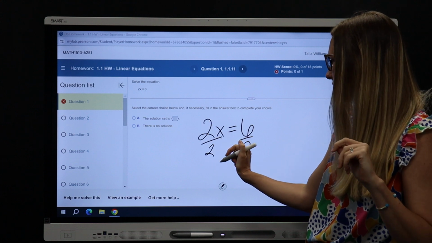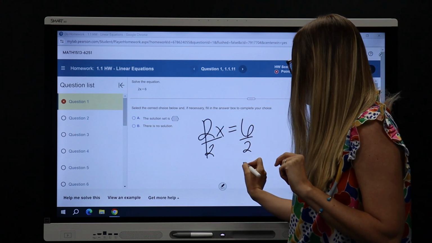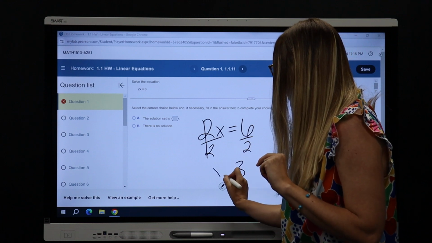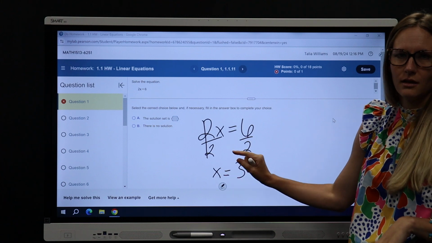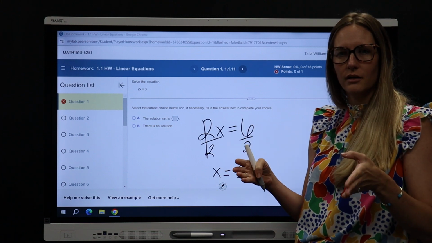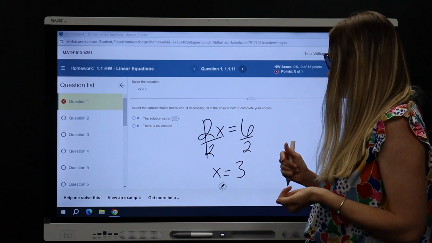So 2 divided by 2 gives us 1. 6 divided by 2 is 3. So we have x equals 3. And this would be 1x. But we never put a 1 with a letter, because if it was 0, 0 times anything is 0.